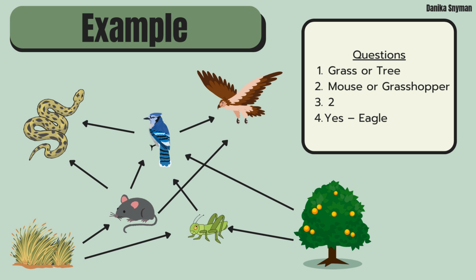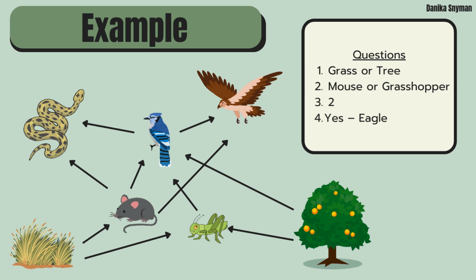Okay, name a herbivore. That would be a mouse or a grasshopper. Herbivores eat only plants. It can also be an omnivore, but in this case it will be a herbivore, and herbivores only eat plants. How many secondary consumers are there? This is question 3. There are 2.